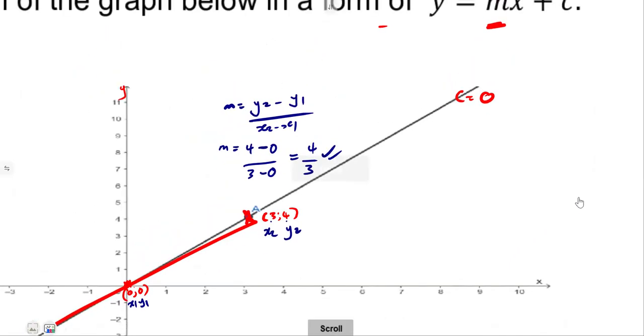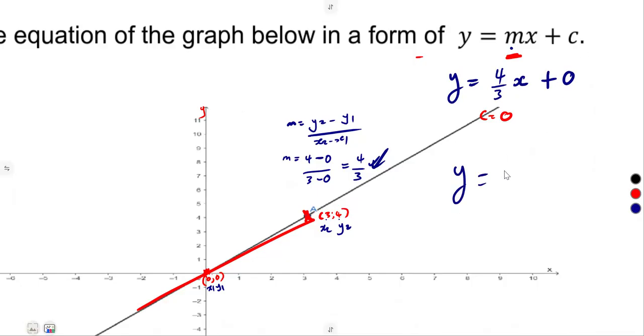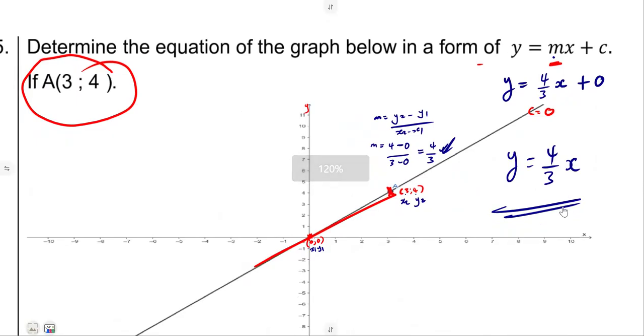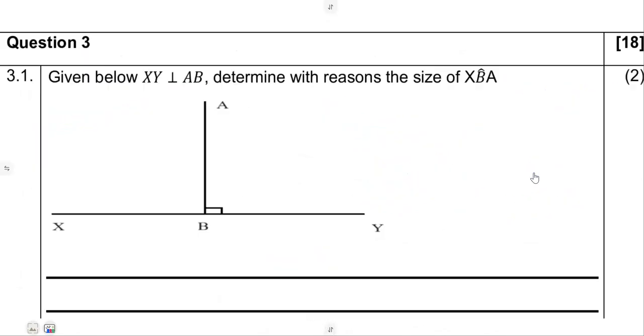C, the y-intercept. So therefore, the equation can be written as y is equal to mx, m the gradient, 4 over 3x, plus the y-intercept, which is 0. So that's y is equal to 4 over 3x. You can just write it that way, or you can have it with a 0. It's up to you. But these are the typical questions. They can ask you that way.